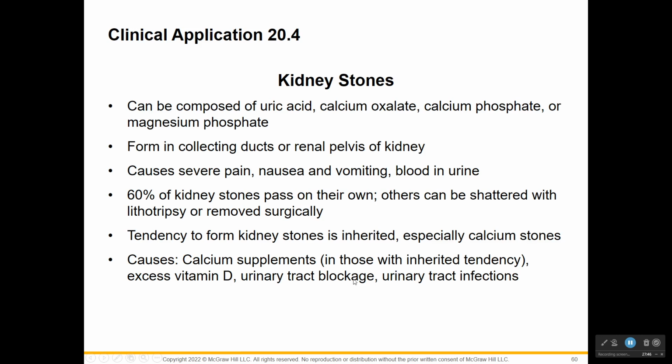A few of my students have had kidney stones, and they always think it's made of uric acid, but it can be a number of different chemicals that it's composed of. They do form in the collecting ducts or in the renal pelvis of the kidney, and this is why you might see blood in your urine.